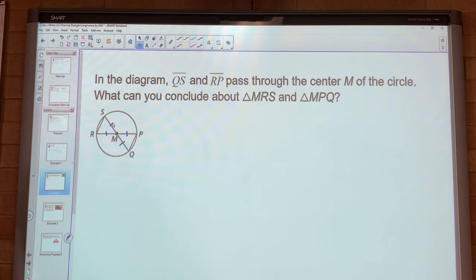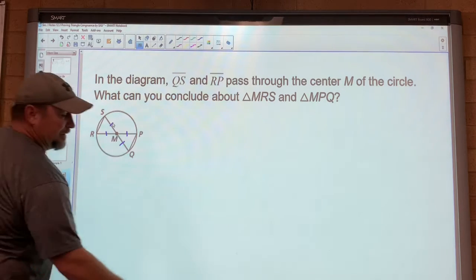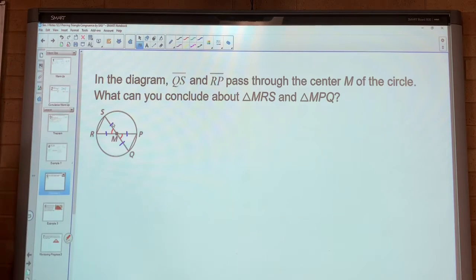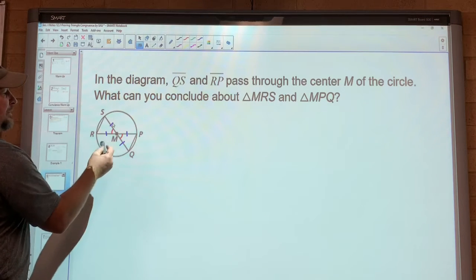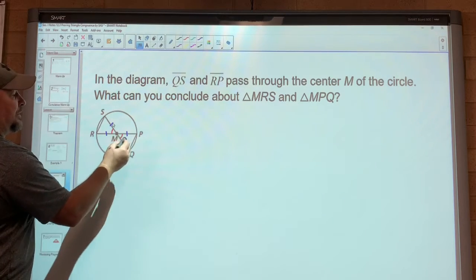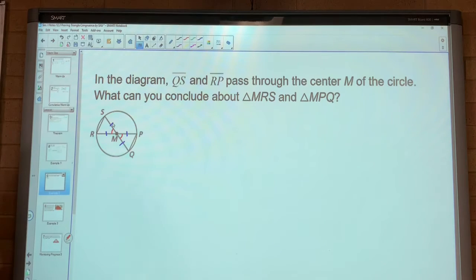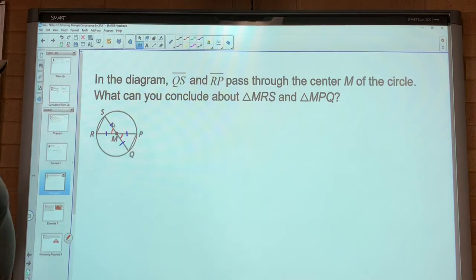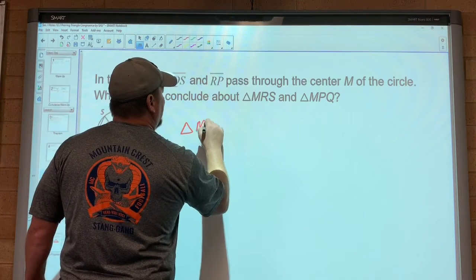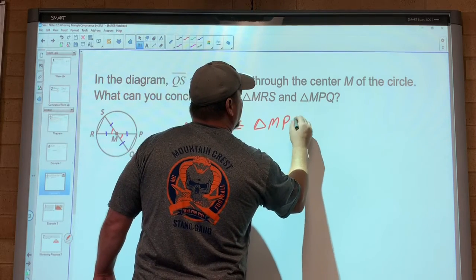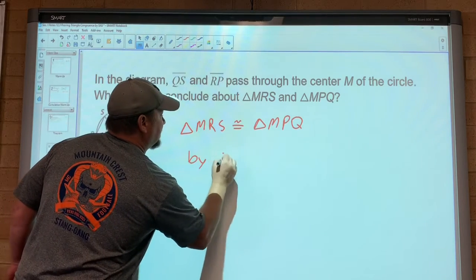So now what I want to do is point out that we have vertical angles. And so because we have vertical angles, I'm going to show you that. And now triangle MRS, this one, and triangle MPQ, they are going to be exactly congruent because we have side, angle, side, and they match up for both. So we'll say triangle MRS is congruent to triangle MPQ by side, angle, side.